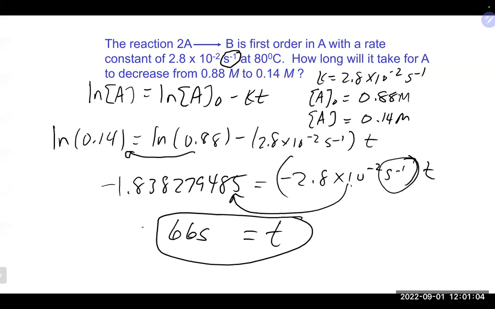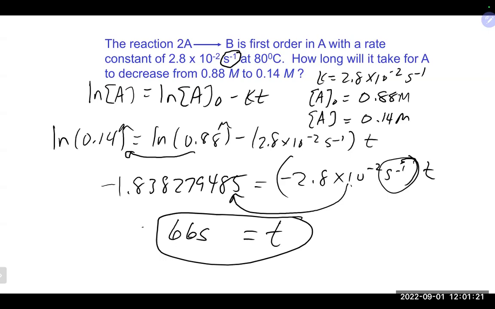Units of seconds here when we divide becomes seconds. By the way, the molarity here, technically speaking, becomes a fraction. The molarities cancel out when we subtract those two. So that's where the molarity disappears too. Any questions on that?